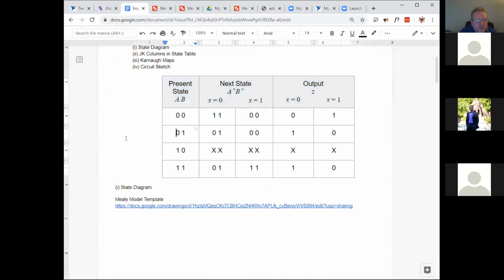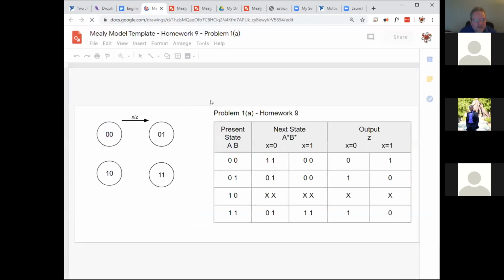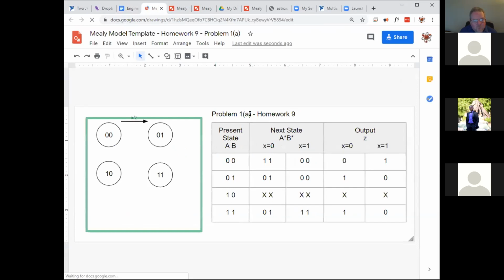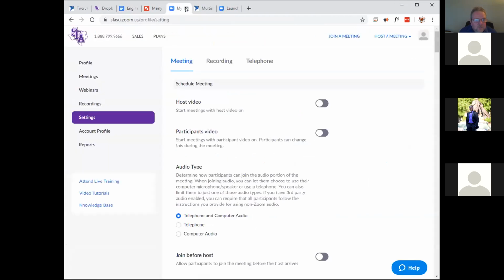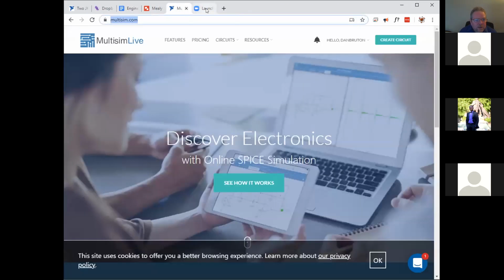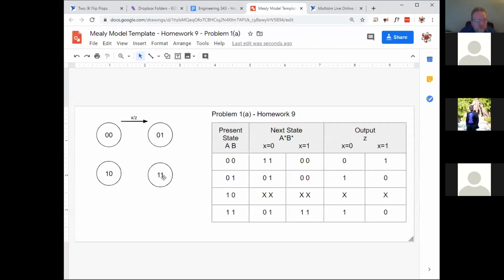Otherwise, nobody would be able to do anything. All right, so this link does appear to work now as far as getting to problem 1A, homework 9, and we got the X's in there. So let's do a couple of these, and I'm going to close out these other windows just to keep things clean a little bit. We'll get back to National Instruments in a minute with Multisim Live, but for now we'll do this.